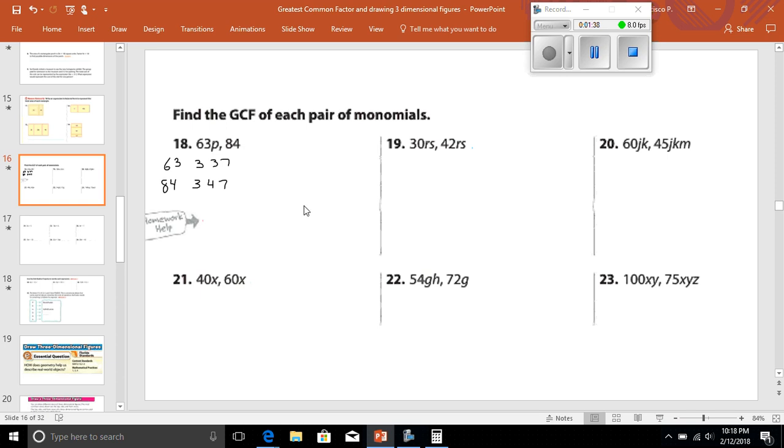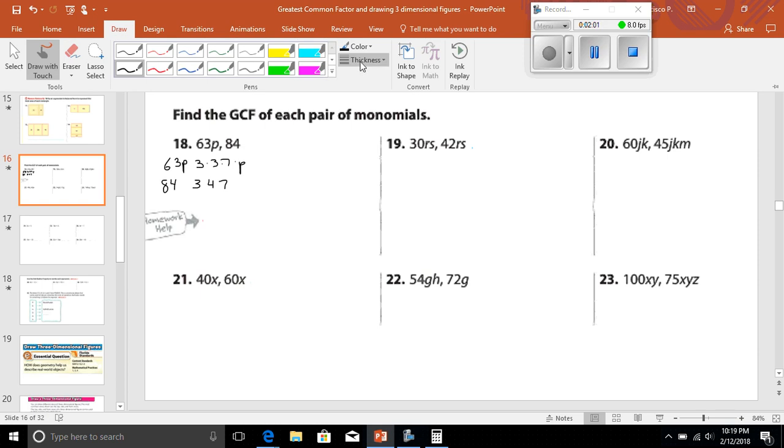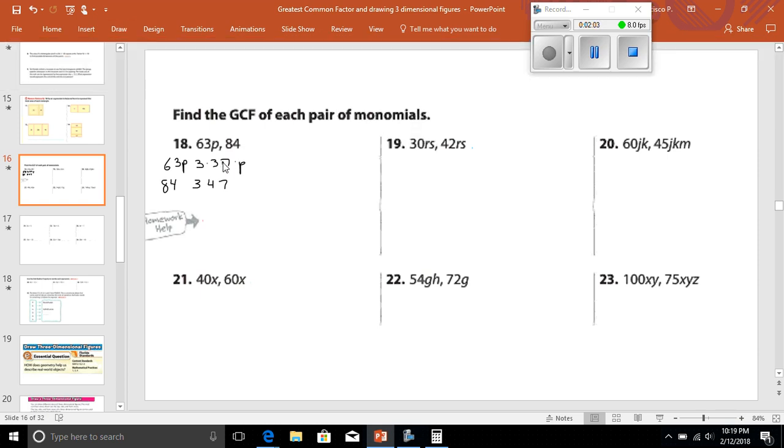So now we have to find out what is the greatest common factor, knowing that these are the things that make up these numbers here. And let's not forget P. I almost forgot that. P is over here, so that means times P over here. And all these are multiplied to each other. So now we have 3 times 3 times 7 times P, and 3 times 4 times 7.